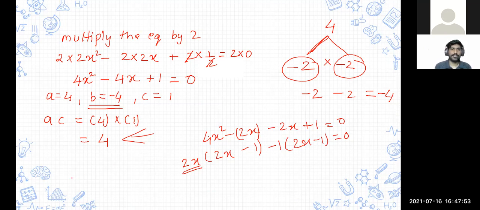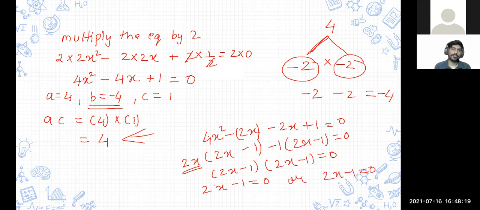So both the brackets are the same, right? Here, 2x minus 1, 2x minus 1. So you have 2x minus 1 into 2x minus 1 equal to 0. So 2x minus 1 equal to 0. Done? Over? No. So 2x will equal plus 1.